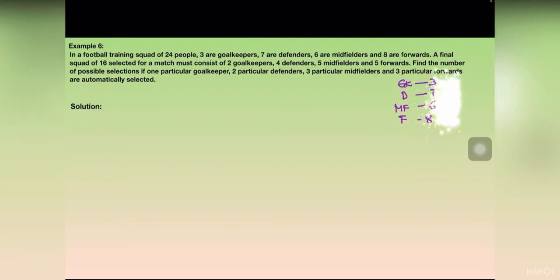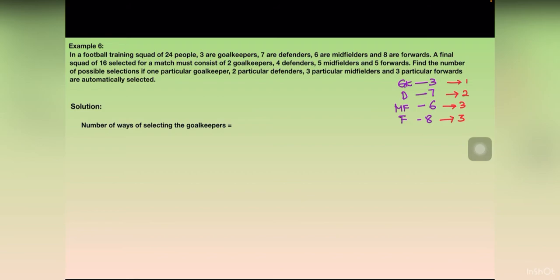Okay, so we have here goalkeeper, we have 3. Defender, we have 7. Midfielder, we have 6, and forward, we have 8. From the goalkeepers, the particular one has got to be selected. And defenders, we have 2, and midfielders, we have 3 that we have to select. And from these 8 forwards, we have to select 3 particular forwards.